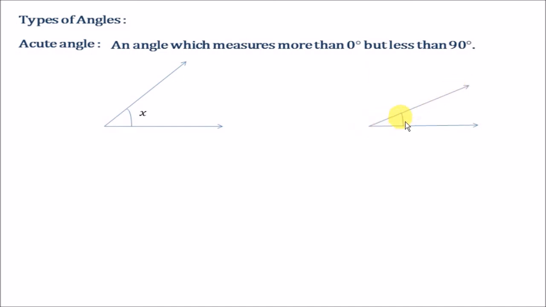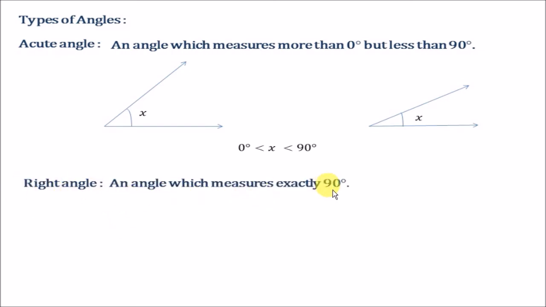So the range of an acute angle is between 0 and 90 degree. Considering X to be an acute angle, X should be greater than 0 degree but less than 90 degree. Next, we have right angle, an angle which measures exactly 90 degree. Our right angle is represented with this symbol. So this suggests that the measurement is exactly 90 degree.